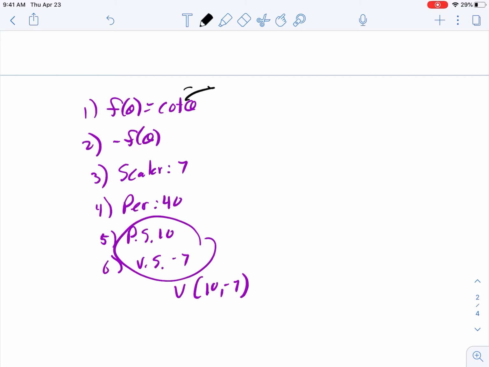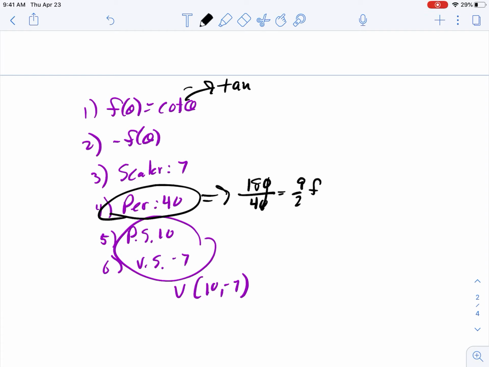Now the only thing you have to worry about is, for cotangent and tangent, the period happens at 180, much faster. So therefore you always divide it into 40 on those two graphs. So therefore, what do we have here? 9/2 reduces. So that's how fast things are traveling or changing.